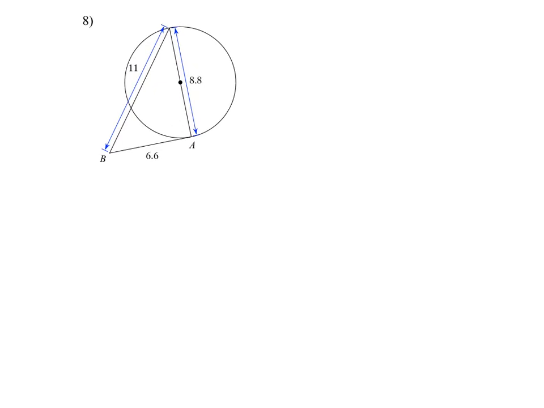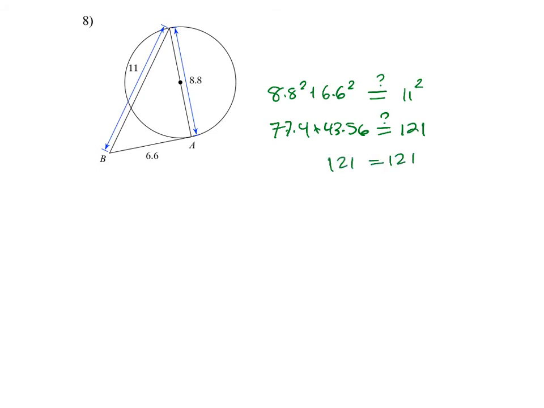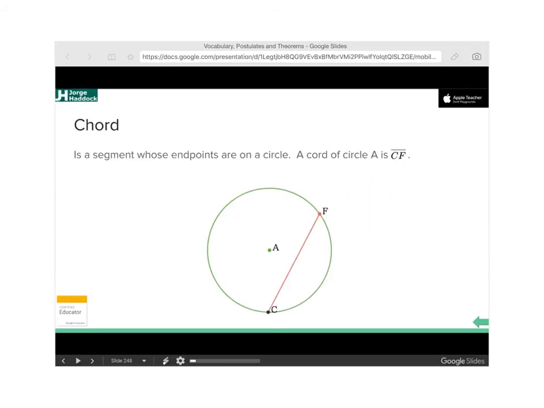Okay, so again, 8.8 squared plus 6.6 squared has to equal to 11 squared. So this is 77.44 plus 43.56, 121, and 121 equals 121. So that means that AB is a tangent, right? So if those two are not equal to each other, that means that they are not tangent.